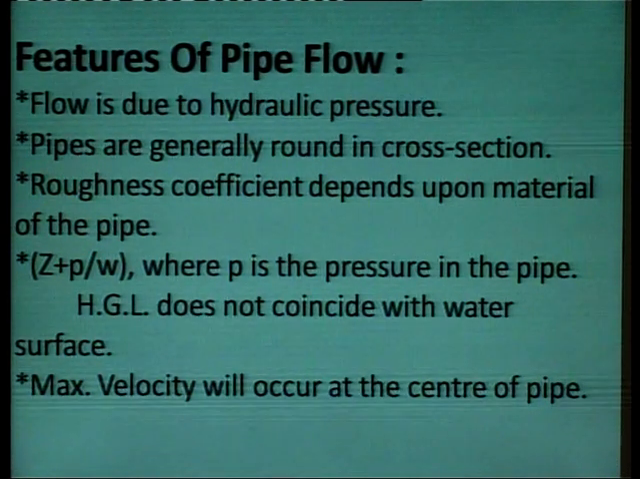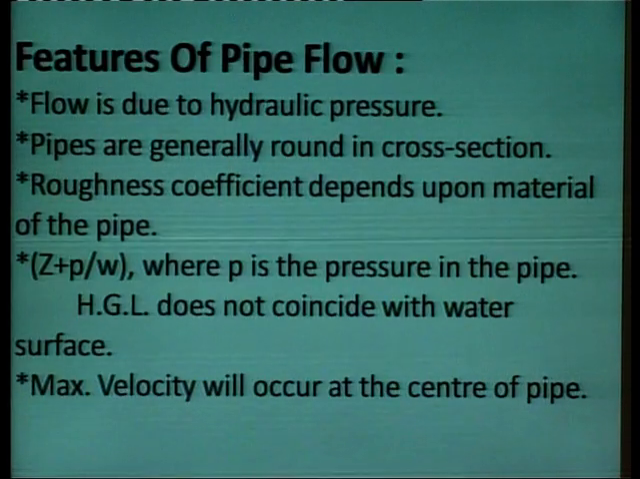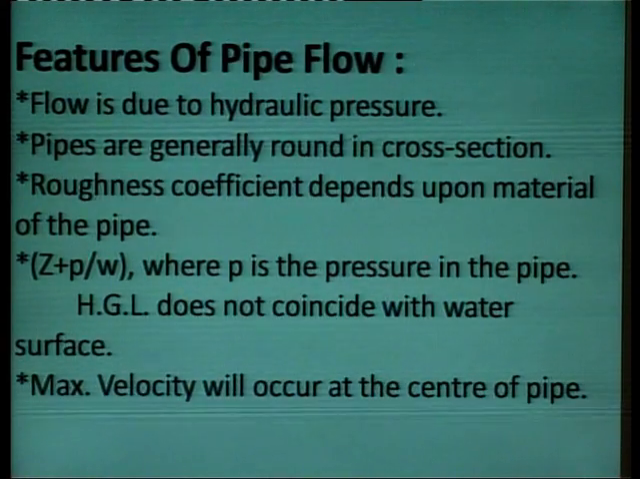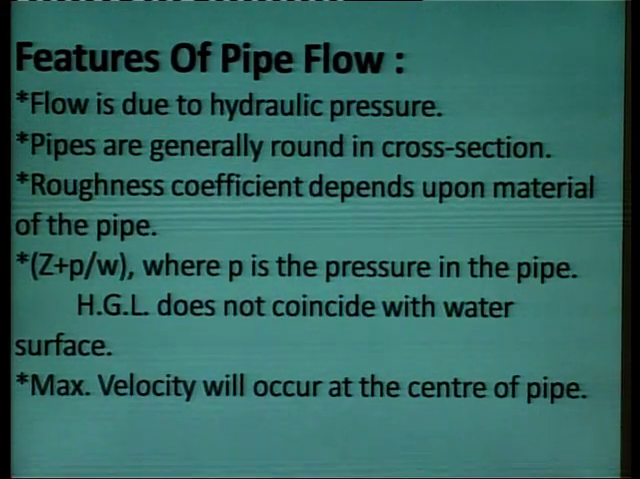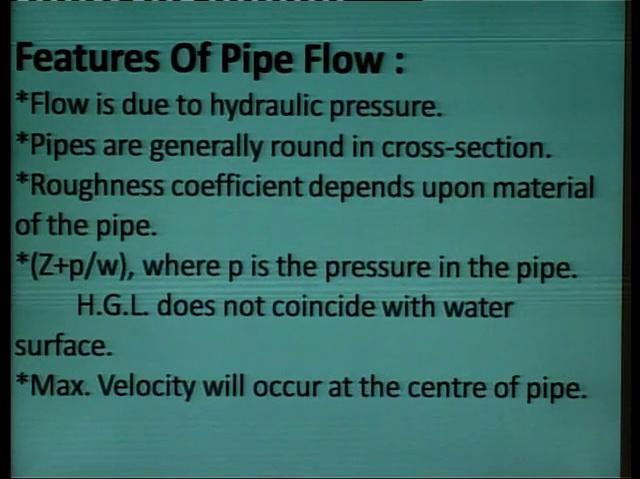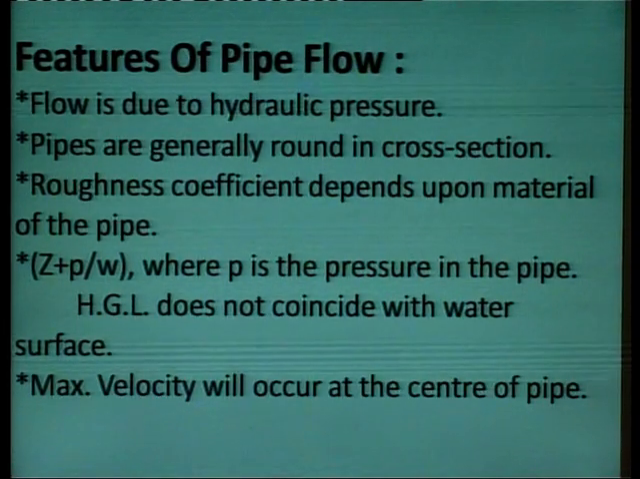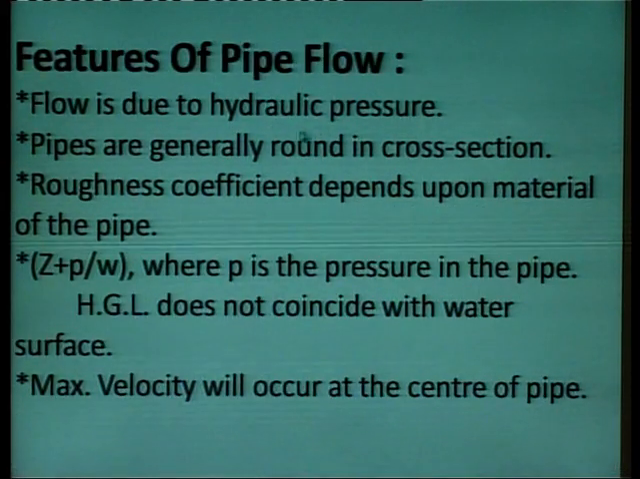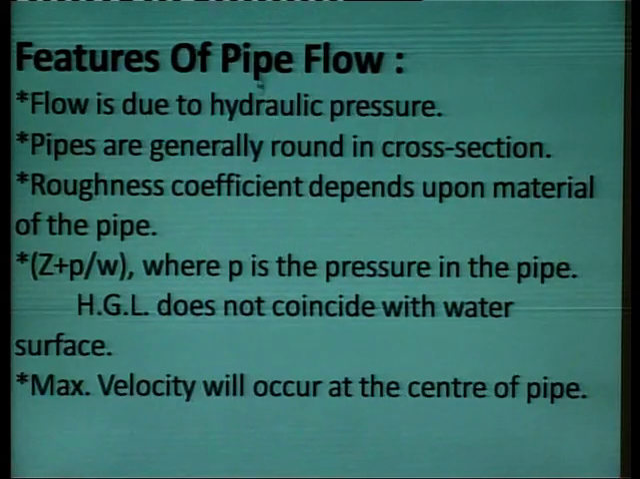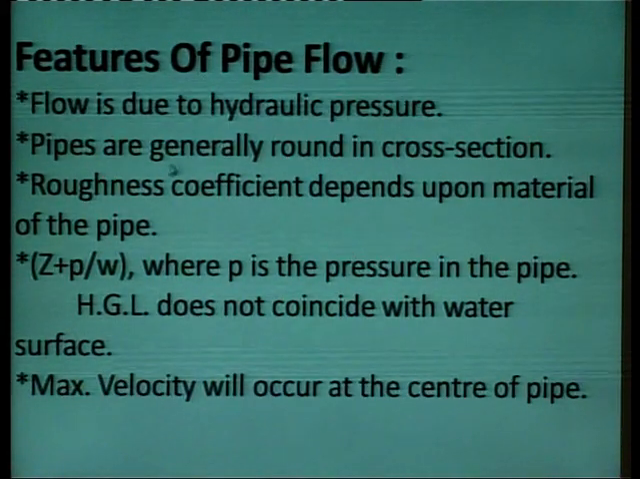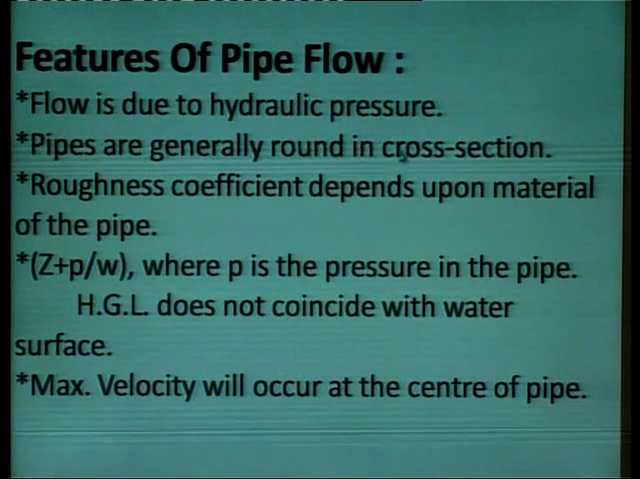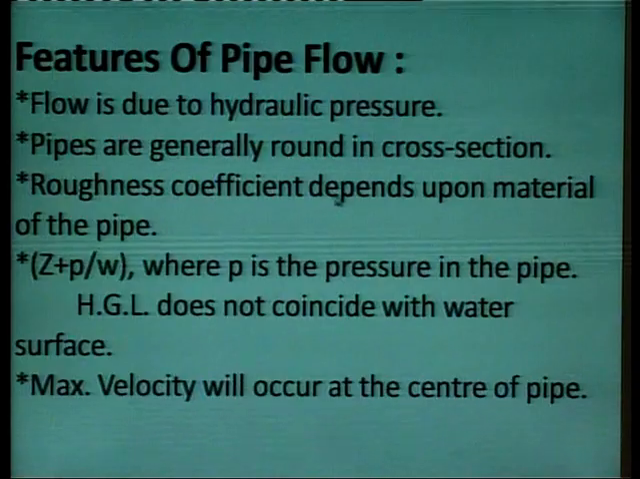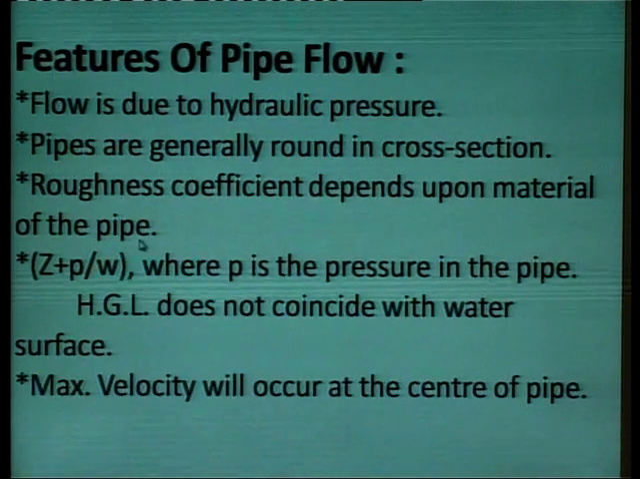The next topic is the comparison between pipe flow and open channel flow. First, we are taking certain salient features of pipe flow. The first one is that flow is due to the hydraulic pressure. So, the flow in the pipe is due to the hydraulic pressure. Second, pipes are generally round in cross section. The third one is that the roughness coefficient depends upon the material of the pipe.